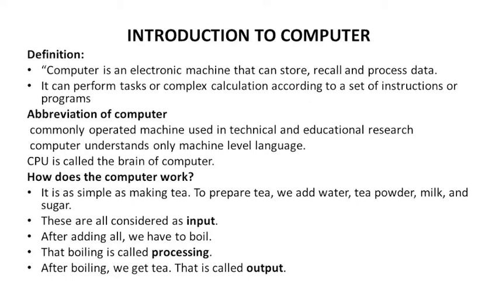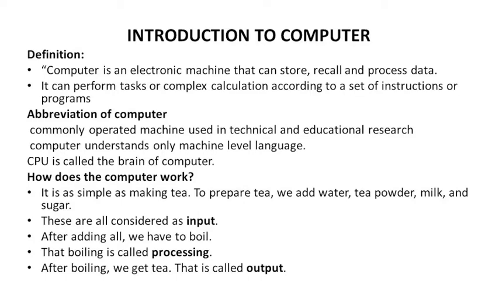Then we'll see how the computer works. It is as simple as making a tea. To prepare a tea, we need water, tea powder, milk and sugar. These are all considered as inputs. Whatever things we need before we prepare the tea, those are all considered as input.